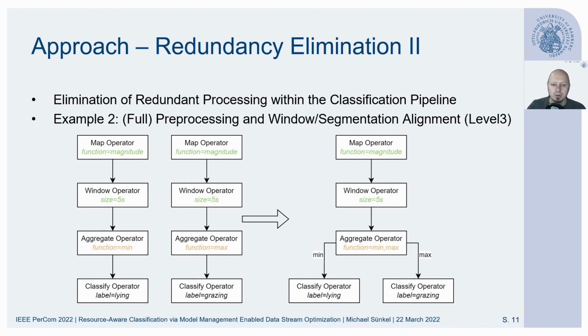In the second example, we simply say that the second model also has a window size of 5 seconds. Then you can see that also the segmentation step is merged within the resulting operator graph. So now the model set has full pre-processing and full window or segmentation alignment, leading to query sharing level 3.